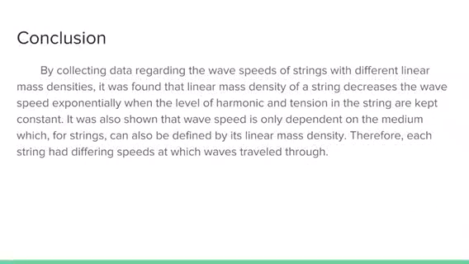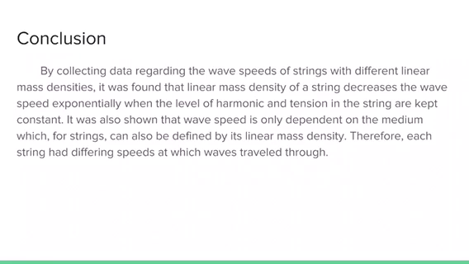By collecting data regarding the wave speeds of strings with different linear mass densities, it was found that increasing the linear mass density of a string decreases the wave speed exponentially when the level of harmonic and tension in the string are kept constant. It was also shown that wave speed is only dependent on the medium, which, for strings, can also be defined by its linear mass density. Therefore, each string had differing speeds at which waves traveled through.